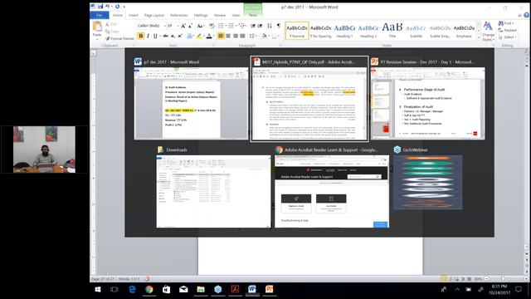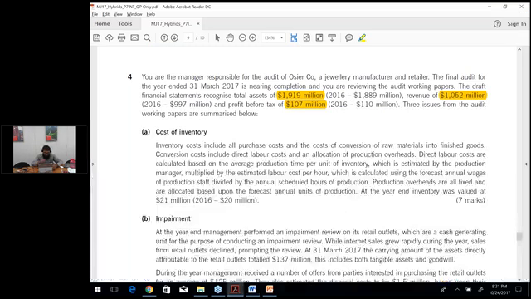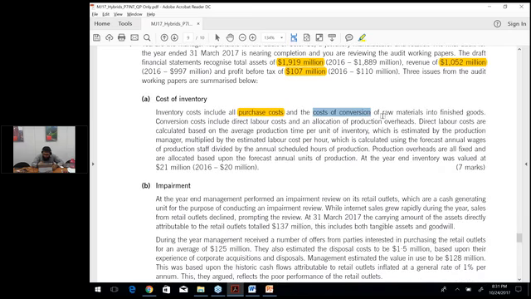Now what's happening? So see, the cost of the inventory, number 1, it says inventory's costs include all purchase costs and the cost of conversion of raw materials into finished goods. Conversion costs include direct labor costs, allocation of production overheads. Direct labor costs are calculated based on average production time per unit, which is estimated by the production manager, multiplied by estimated labor cost per hour, which is calculated using the forecast annual wages of staff divided by the annual scheduled hours of production. Production overheads are all fixed and are allocated based upon the forecast annual units of production.